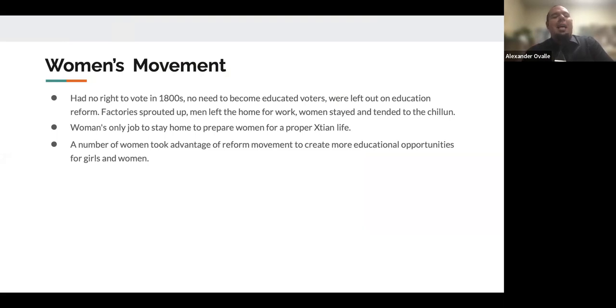And obviously we know they had no rights. There was no need for them to become educated voters, and they were left out on receiving education. Factories sprouted up. Men left home for the work, so women stayed and tended to the children. Men believed a woman's job was only to stay at home and prepare their children for a proper Christian life. However, a number of women are going to take advantage of the reform movement to create more educational opportunities for girls and young women.